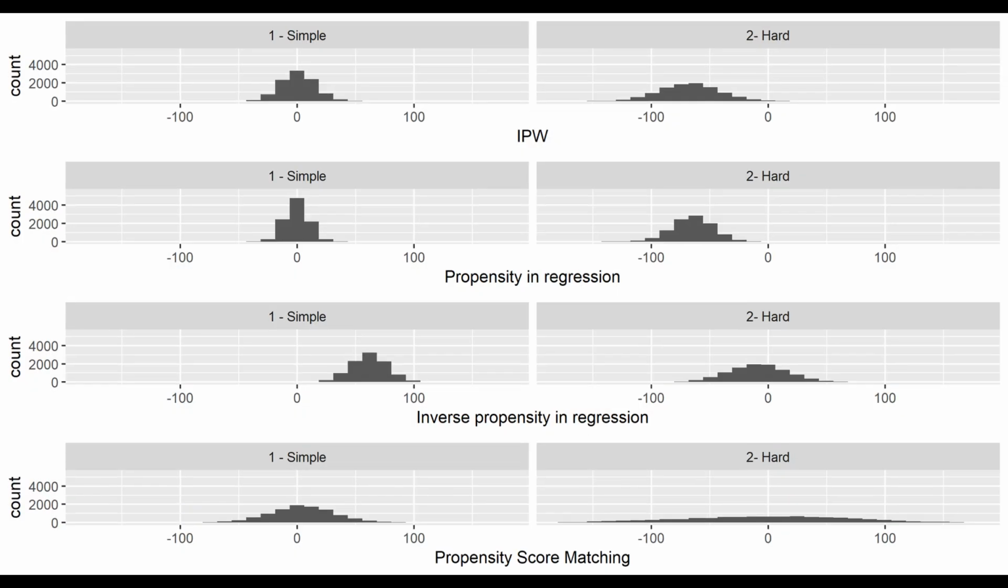Now let's look at different ways to use the propensity score. In the top row, we have our old inverse probability weighting. Alternatively, in the second row, we can use the propensity score as a regressor in linear regression. The nice thing here is that you don't have to clip, so you can retain all your observations. That means that the distribution is typically a bit tighter, as you can see here, than in inverse probability weighting. The third row uses the inverse propensity score as weights in a regression.